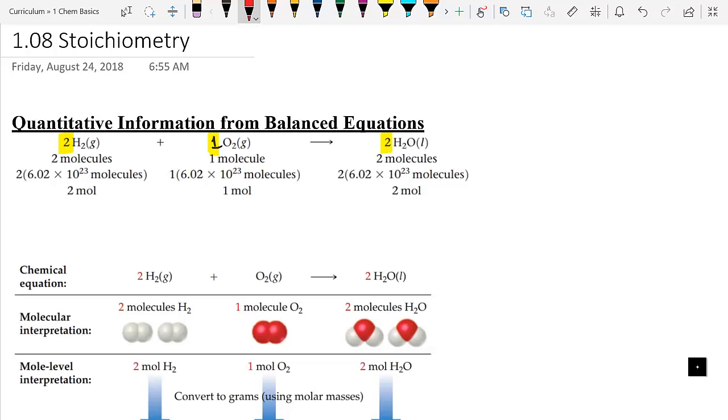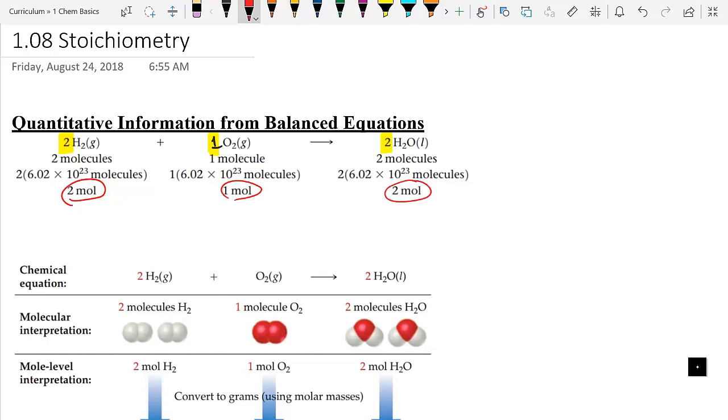But we don't typically work on that scale. So by using Avogadro's number, 6.02 times 10 to the 23rd, we find that 2 moles come from that coefficient of 2 as well, or 1 mole on the oxygen side, and again, 2 moles of water.